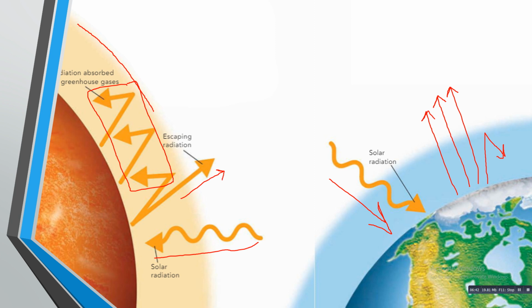Some of it actually escapes, but it's the opposite to Earth. On Earth, just a little portion is actually absorbed and most of it escapes. All of this actually escapes. That is why the Earth's temperature is not as high as Venus.